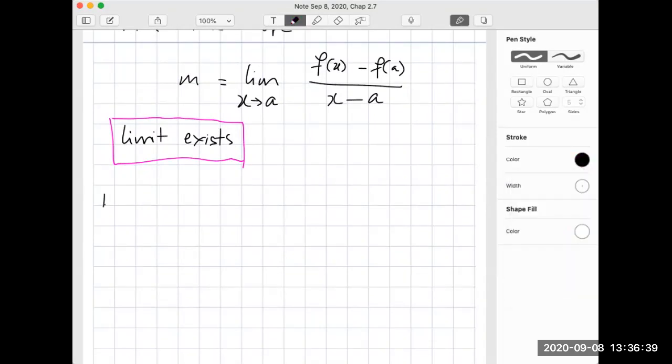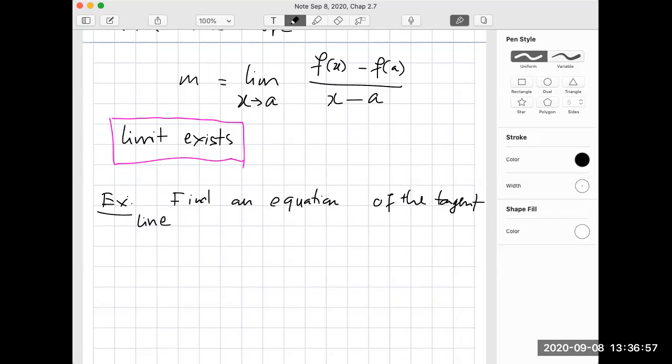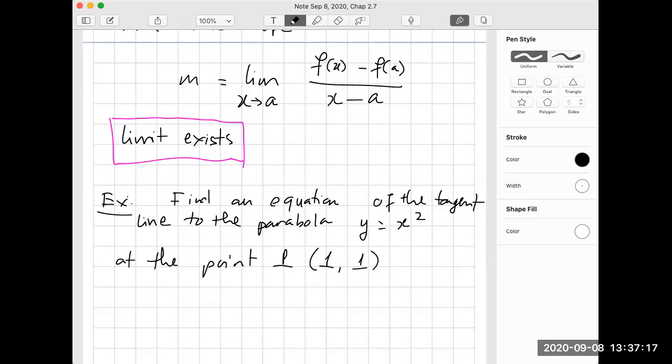So, find an equation of the tangent line to the parabola y equal to x squared at the point P(1, 1). Okay?